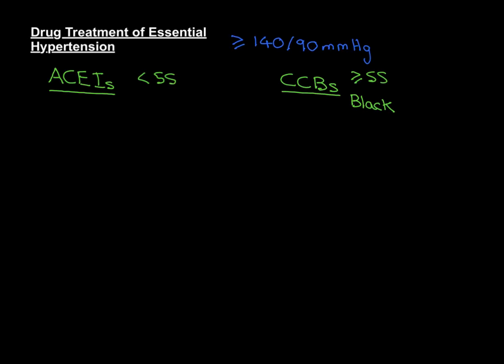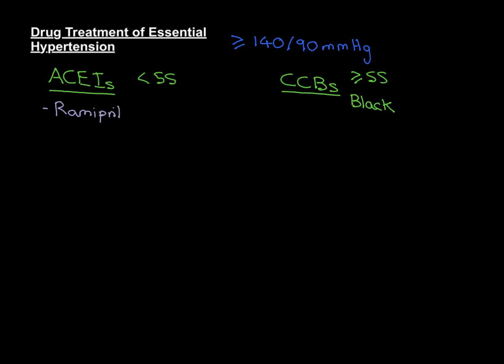So let's now give some examples of ACE inhibitors and CCBs. So let's begin with ACE inhibitors. So the names of all of the ACE inhibitors end with the suffix pril. And by far and away, at least in the UK, the most important ACE inhibitor to know the name of is ramipril.